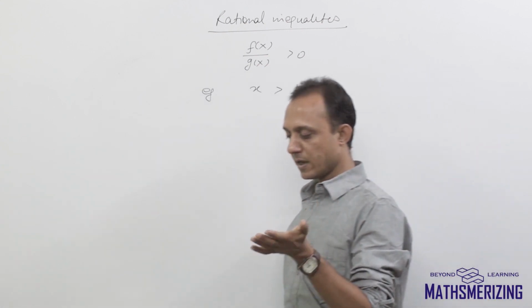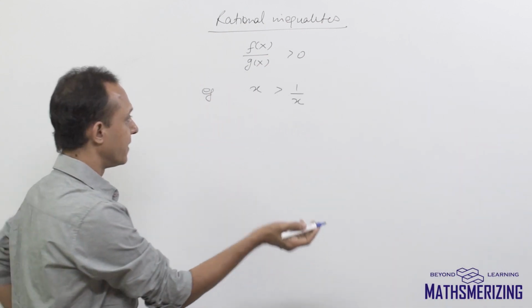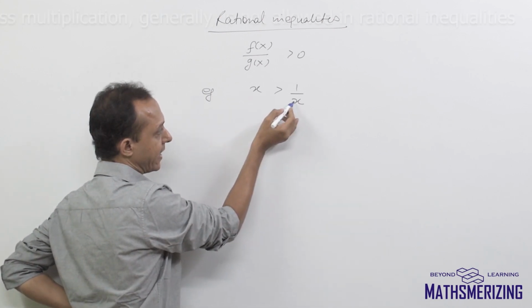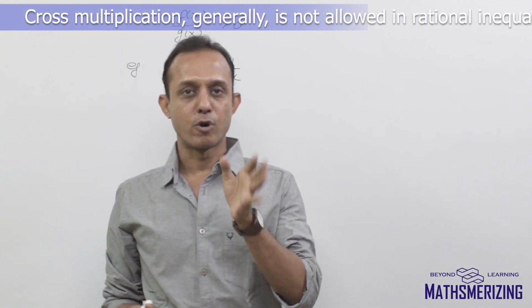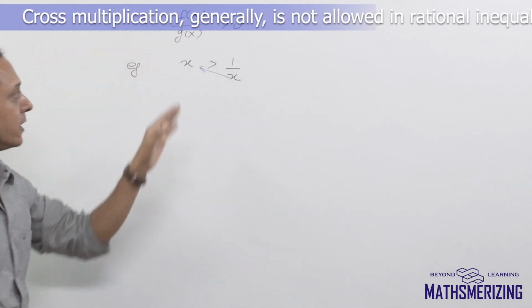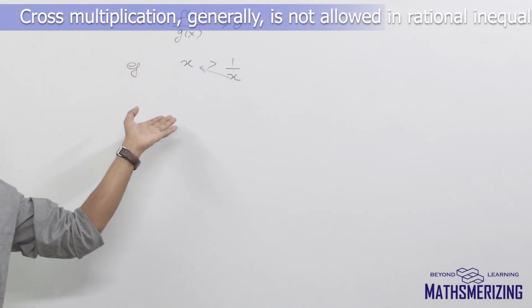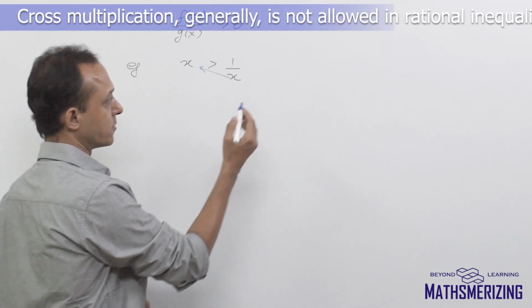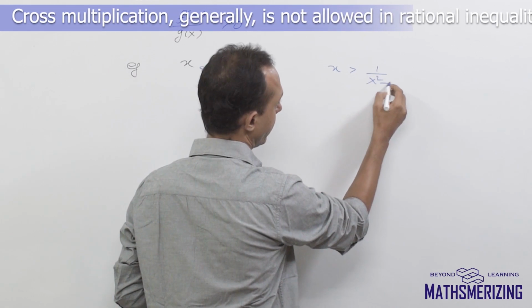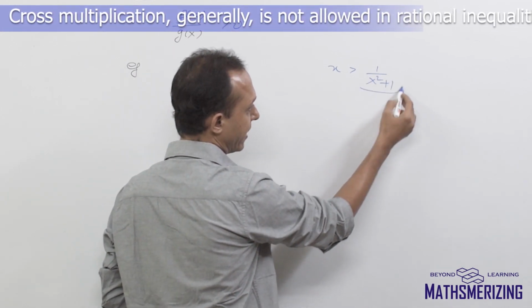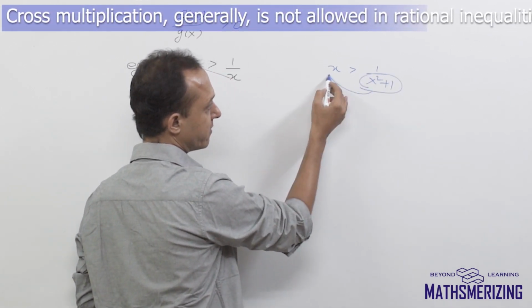The steps to solve any rational inequality are almost the same. First thing that we need to keep in mind is I cannot cross multiply this x on the left hand side. So we cannot cross multiply in case of rational inequalities unless we are sure about the sign. So in this case, I cannot cross multiply. Maybe if the case is x is greater than 1 upon x square plus 1, now I know this x square plus 1 is always positive, so now I can cross multiply.